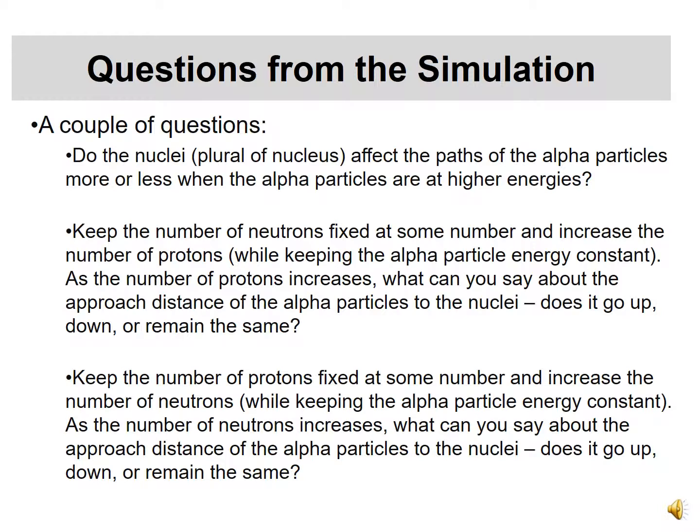The third thing you might think about is keep the number of protons fixed at some number and increase the number of neutrons. So what we're doing in these three questions: one is changing the energy of the alpha particles, the second one is changing the number of protons, the third one is changing the number of neutrons. As the number of neutrons goes up, what can you say about the approach distance of the alpha particles to the nuclei? Does it go up? Do they get closer? Does it get smaller? Does it stay the same?